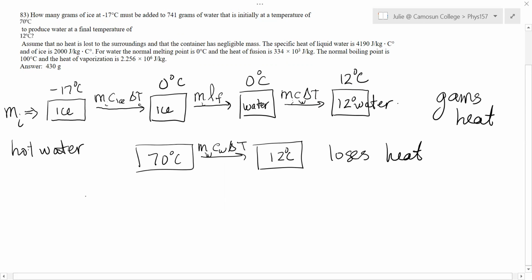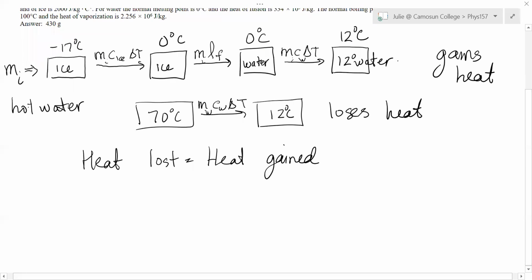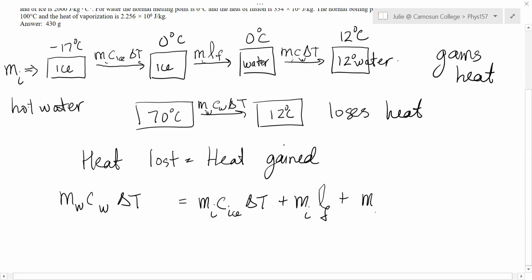So let's write this down. Heat lost equals heat gained. Okay, and so we have the mass of the water, c water delta T, is equal to mass of ice, c ice delta T, plus m ice L_F, plus m ice c water delta T. Okay, quite a few terms.